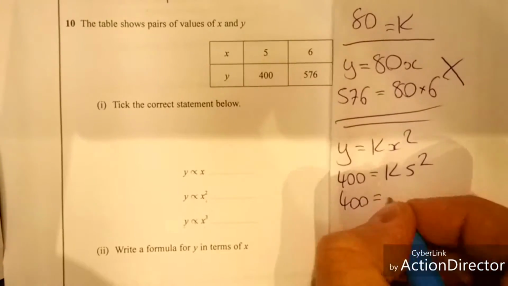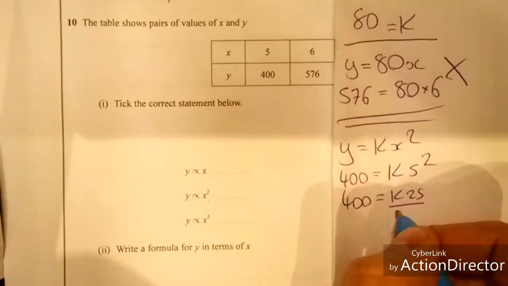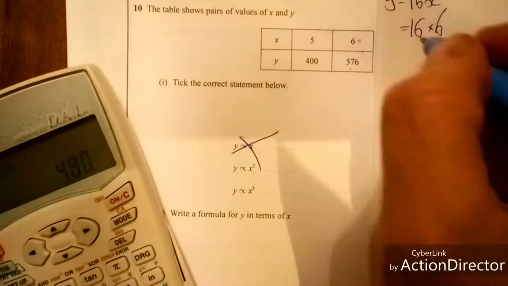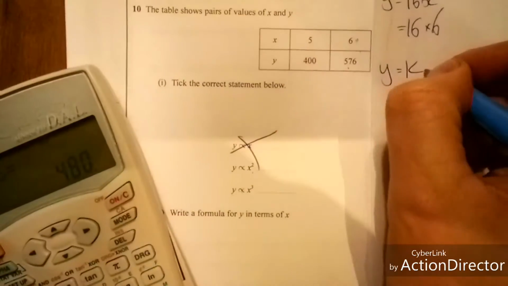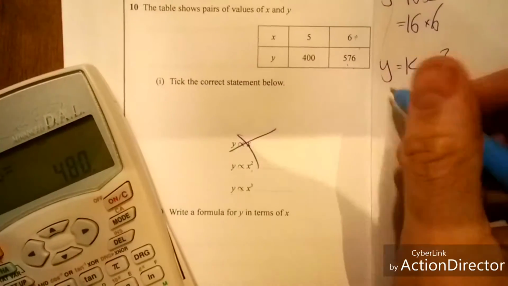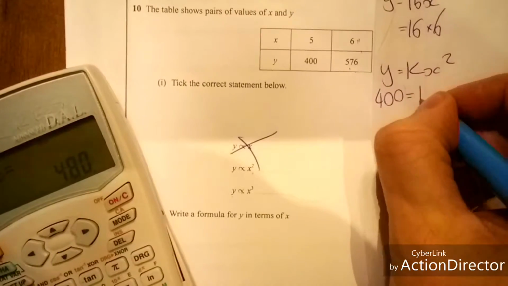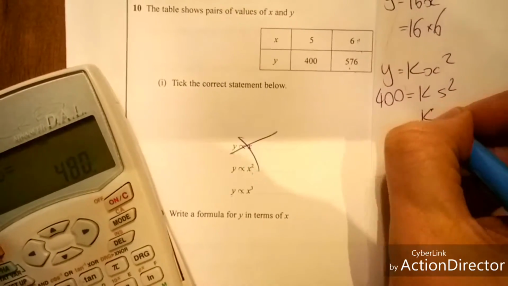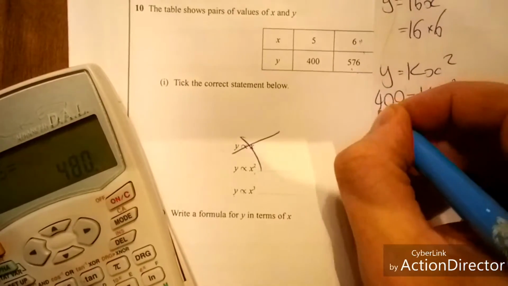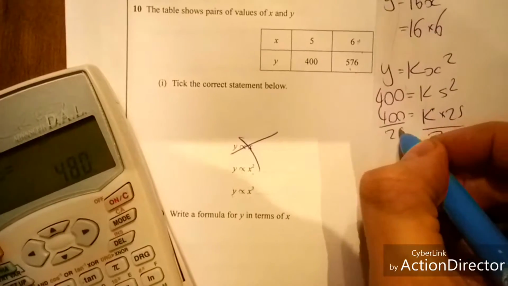We know 5 squared is 25. Okay, so to solve this, we divide both sides by 25. Right, to see if y is proportional to x squared, we do y equals k x squared. Okay, substitute the numbers in again like we did last time. 400 equals k times 5 squared. 5 squared is 25, so k times 25 equals 400. To solve for k, we divide both sides by 25.